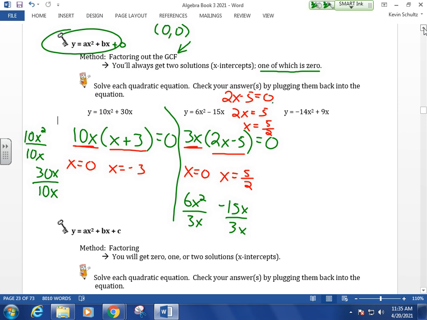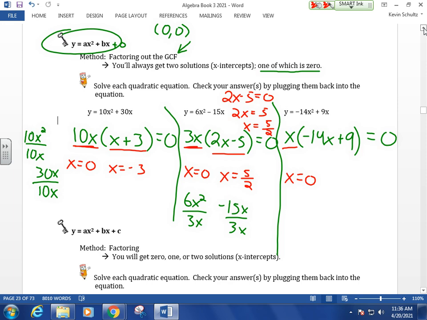The last one here. Y equals negative 14x squared plus 9x. What can we factor out of those two terms? Well, we can factor out something. Factor out an x. Yeah. There's no greatest common factor of our coefficients, so we're only going to factor out an x. So it's left inside of our parentheses now, negative 14x and positive 9. And because this equals 0, we're looking for the value for x that makes x equal 0. Again, this is your freebie. One of your solutions will always be 0.